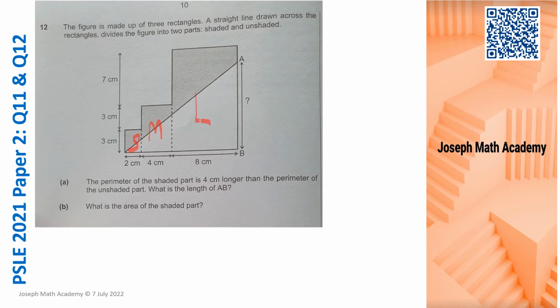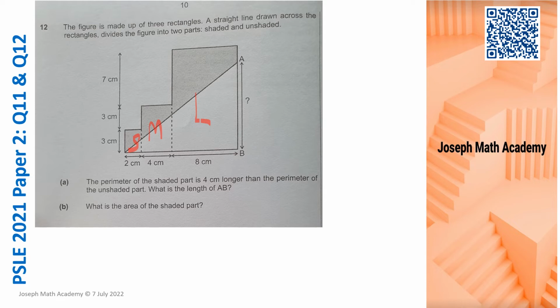And the three rectangles are joined side by side, and there's a line that cuts across the three rectangles. The line cut across the three rectangles in such a way that we have the shaded portion and the unshaded portion. Okay, now part A, the perimeter of the shaded part is more than the perimeter of the unshaded part. So we settle for the perimeter first.